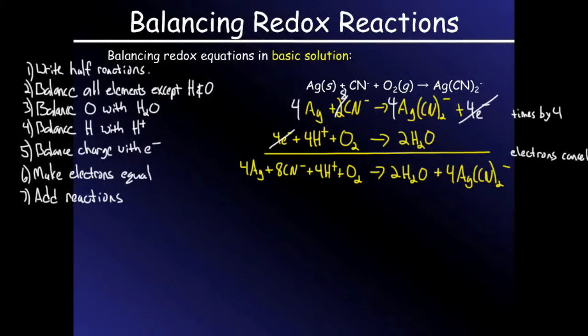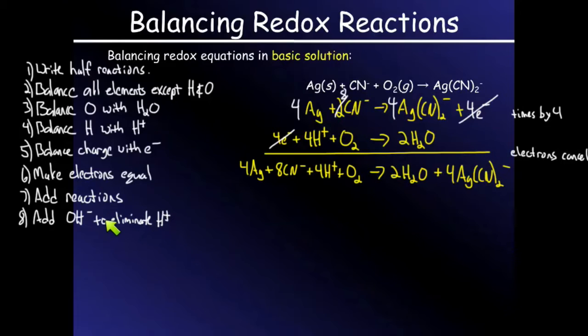Now, you could verify this if you would like, and make sure that everything is balanced at this stage. Same number of silvers, 4 silvers, 4 silvers. Same number of cyanides, 8 cyanides, 4 times 2, 8 cyanides. Same number of hydrogens, 4 hydrogens, 4 hydrogens. 2 waters, 2 waters. The total charge is no charge, 8 minus, 4 plus, so that's 4 minus. No charge, 4 times minus, so 4 minus. Going through this process assures you that everything is okay at this step.